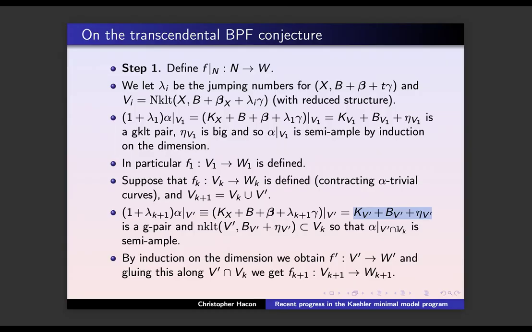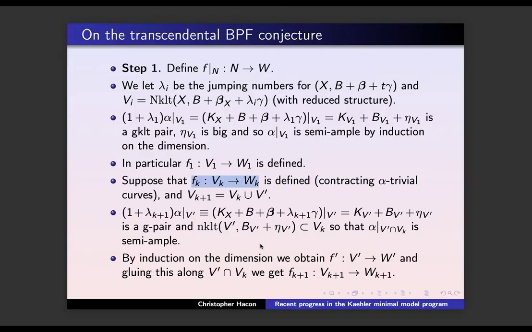And the goal here would be to glue. First of all, I would like to define a morphism on V prime and then glue it together with the morphism that I had already defined on V_k. And this way I would have a morphism defined on V_{k+1}. Okay, so for this to work, I actually have to prove a more general version of the transcendental base point free theorem. I won't assume that my pair is generalized KLT, but I will assume that the morphism is already defined along the non-KLT locus.